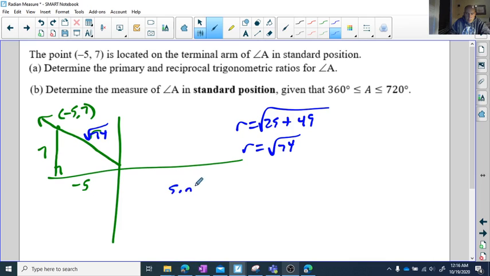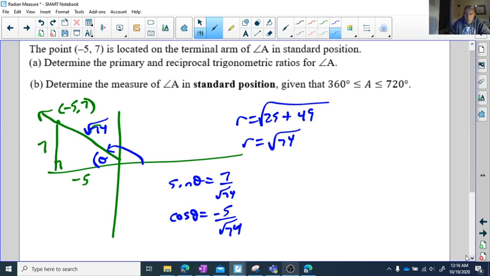So sine of theta would be, remember that theta is the little reference angle down here. So this little angle has all the properties of your rotation angle. So sine of theta is 7 over the square root of 74. The cosine of theta would be negative 5 over the square root of 74. The tangent of theta would be 7 over negative 5, so negative 7/5.